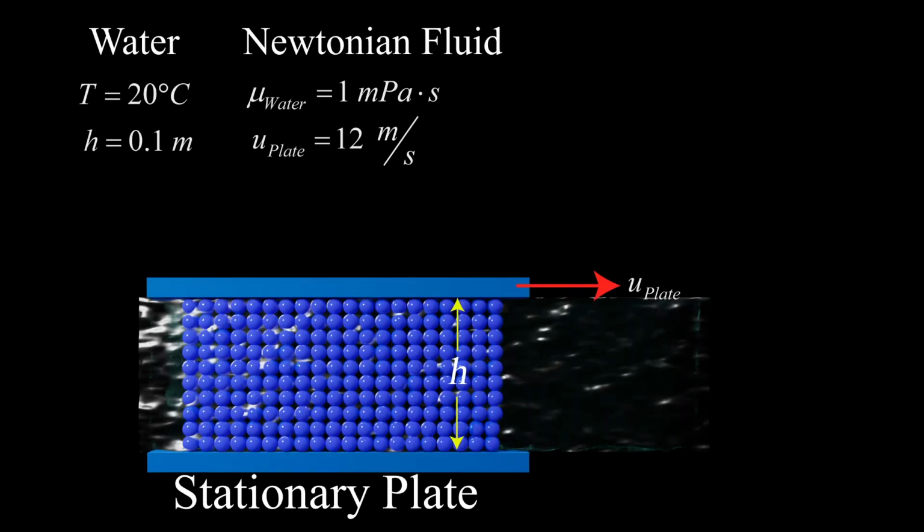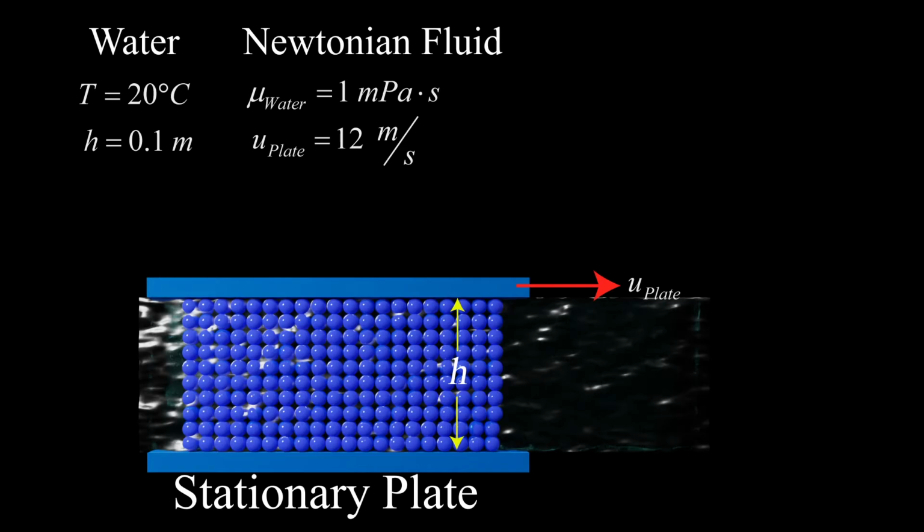Let's see how we can use Newton's law of viscosity to find the shear stress throughout a fluid in a Couette flow. Water, a Newtonian fluid, at 20 degrees Celsius is placed in between two flat plates, a distance h equals 0.1 meters apart. Since the viscosity of water has been previously determined experimentally at 20 degrees Celsius, its value of 1 millipascal seconds will be used.